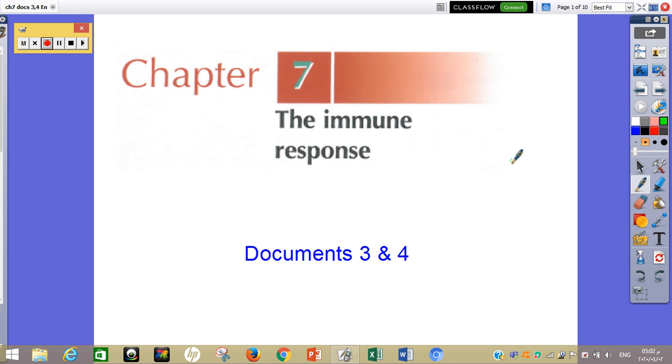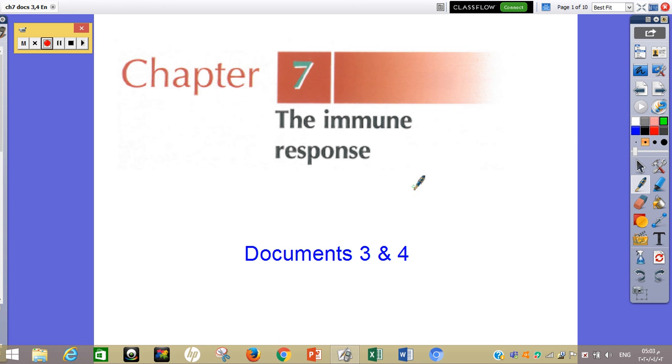During the specific immune response, the identity of the intruder is well recognized by the effectors of the immune response, which are the lymphocytes. And this specific immune response can be cell-mediated, where the effectors are the T-C lymphocytes, or it will be humoral, where the effectors are the antibodies secreted by the plasma cells differentiated from B lymphocytes.